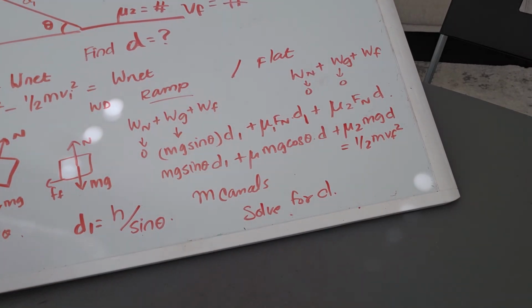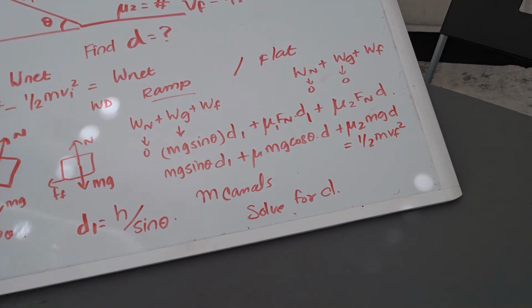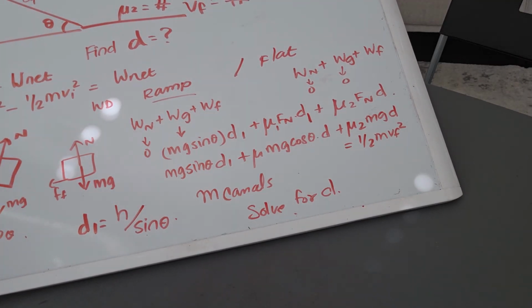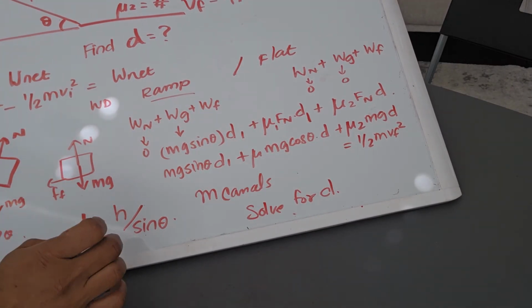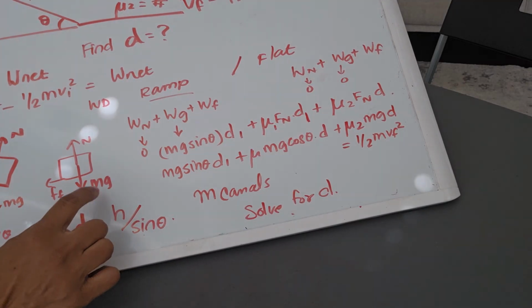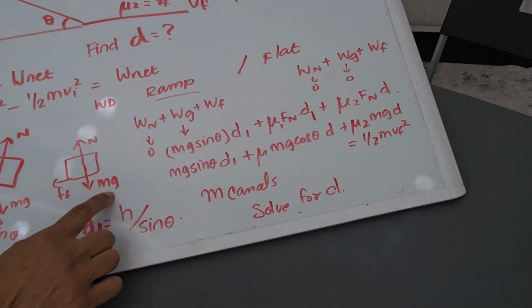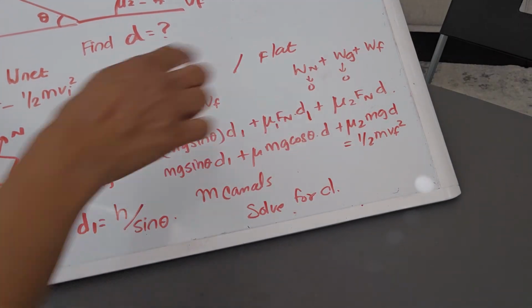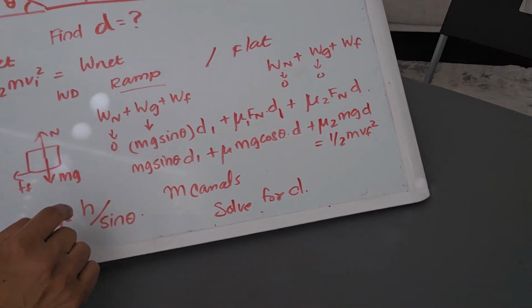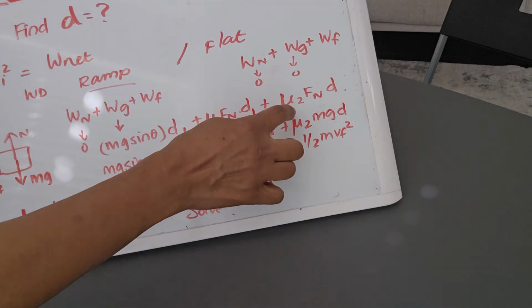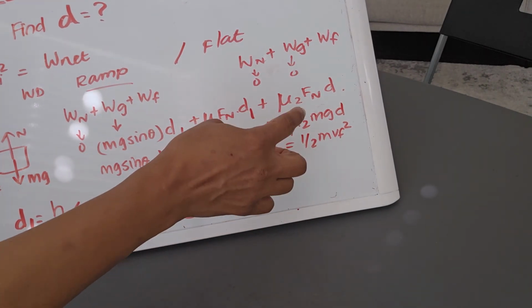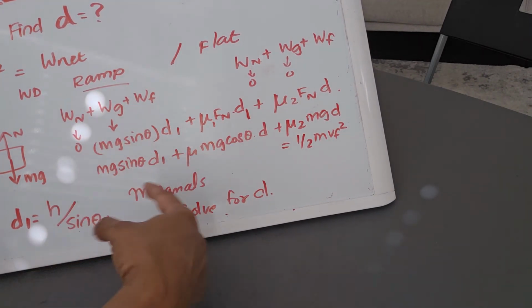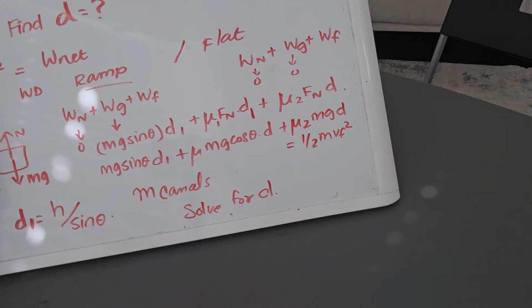And for the flat surface, we only have two forces, Fg and N, and friction, three forces. But there will not be any gravity component that will be parallel to the block. So we will have both these components 0, and we only will have work done by friction. We're going to do that as mu2 force normal times d, and then you equate all these to final kinetic energy. Like we said, that is your change in kinetic.